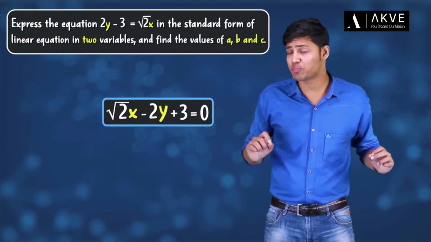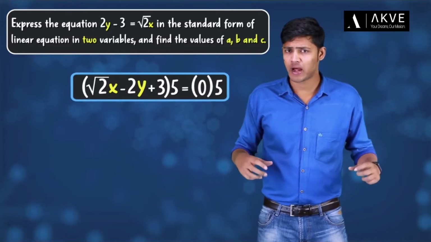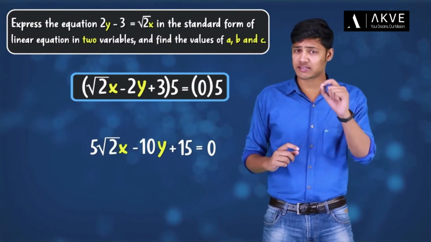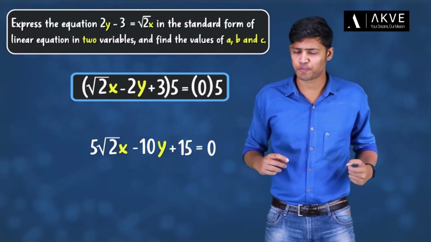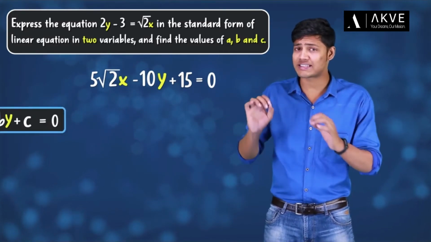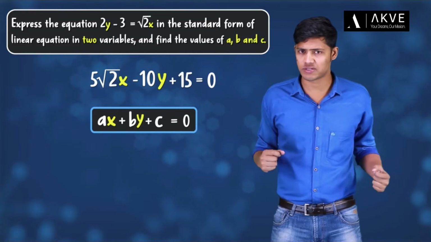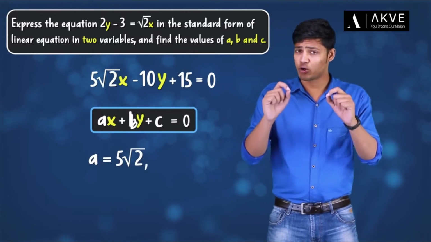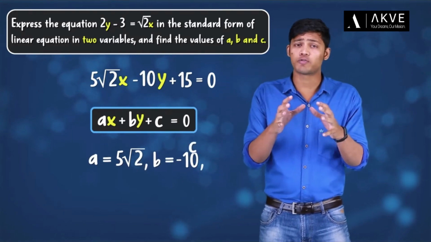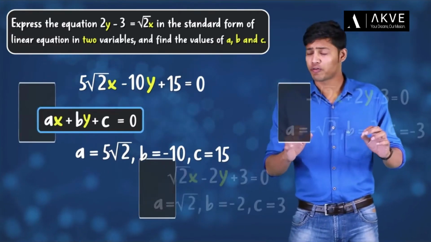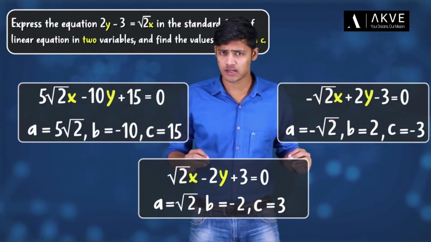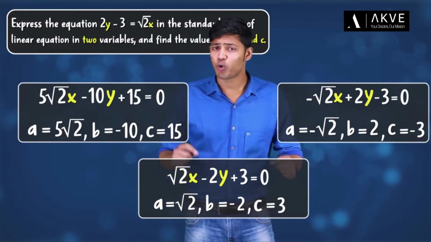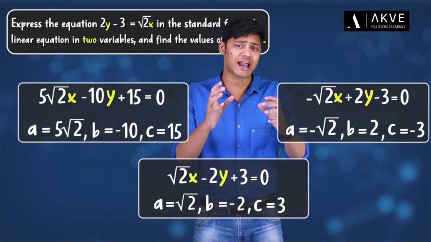This time, let's multiply both the sides of this equation by 5. And doing so, we will get the equation as 5 root 2 multiplied by x minus 10y plus 15 equal to 0. Now let's again compare this equation with the standard form of the linear equation in two variables. Then the value of a will be 5 multiplied by square root of 2, the value of b will be minus 10 and the value of c will be 15. And now from all these, what we have to understand is there can be infinite possible values of a, b and c when the equation is compared to the standard form.